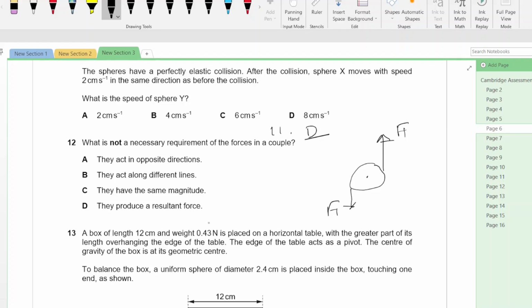What is not a necessary requirement of the forces in a couple. Therefore, this is necessary. This is not a necessary requirement. Therefore, the answer for question 12 is D.